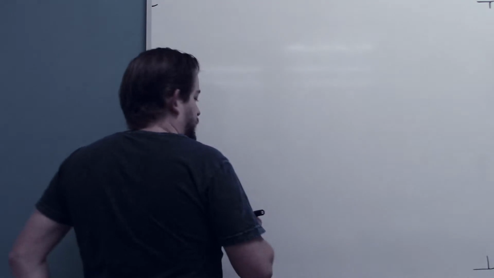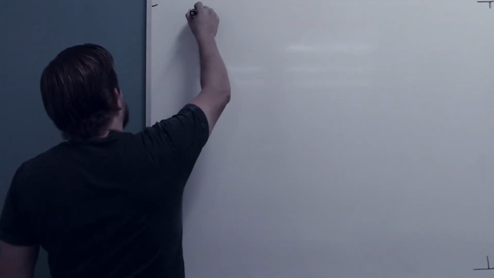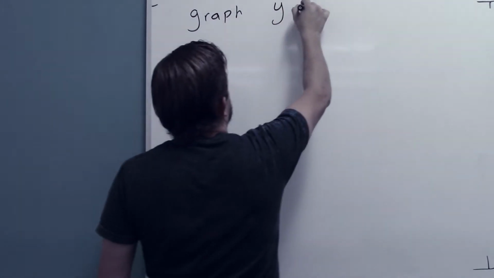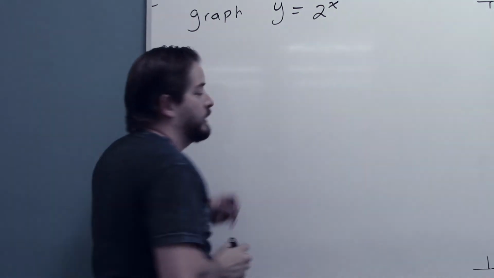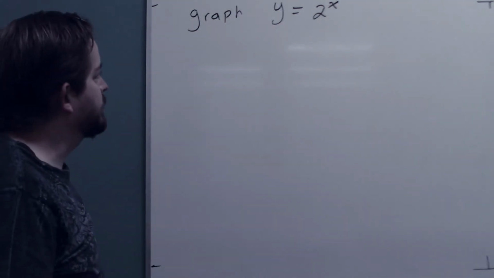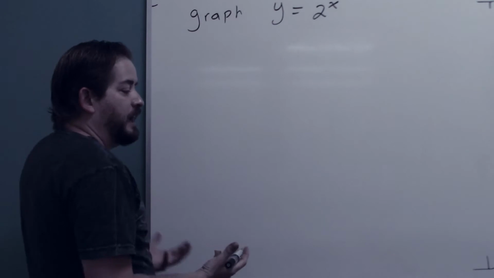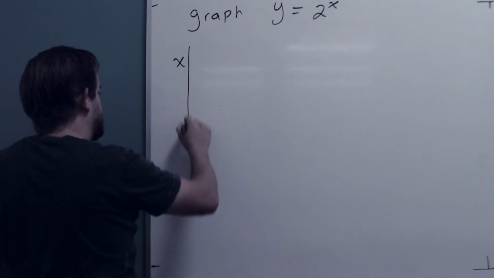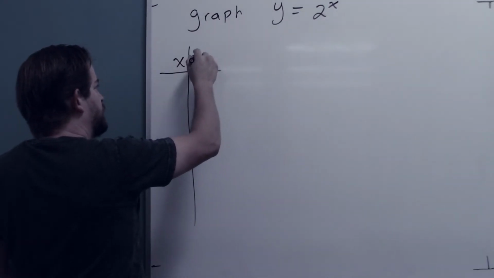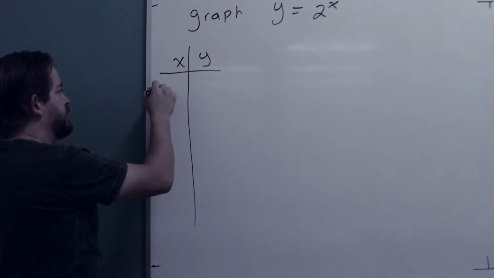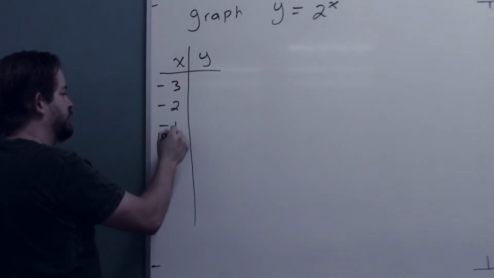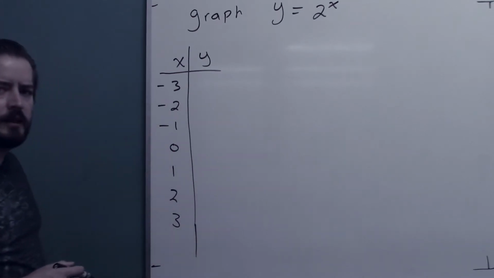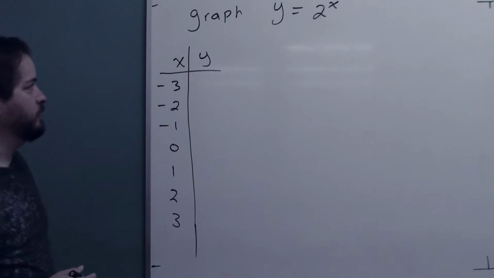All right, let's graph one of these and see what they look like. Y equals 2 to the x, let's say. So if I'm graphing this, it's nice to have some values, right? So I'm going to plug in some x values and figure out what those y values are. I'm going to plug in values like, say, -3, -2, -1, 0, 1, 2, 3, and we'll probably get a pretty good idea of what this looks like with those values.